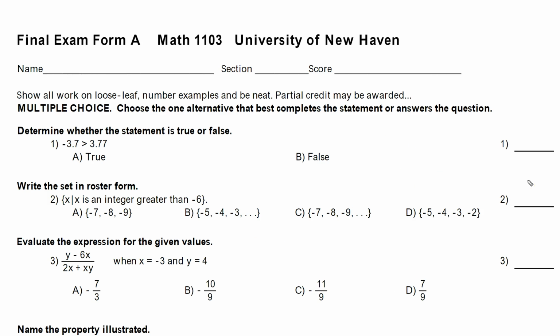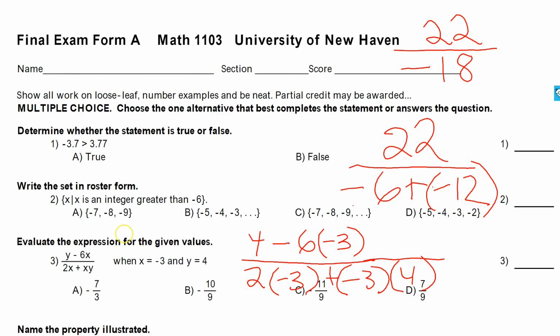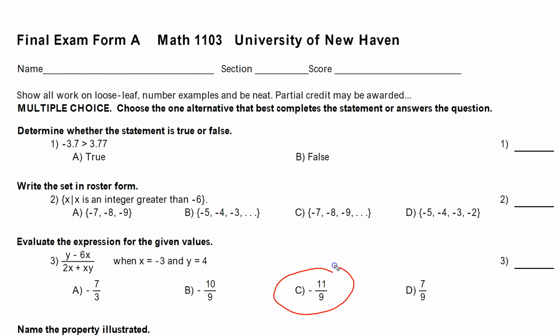Let me pause here and get that set up again. So that gives us then a 22 over -18, which reduces to -11/9, which is, in this case, C. Let me clear it up so you can see it. And you can always go back. All right, let's raise it up a little.